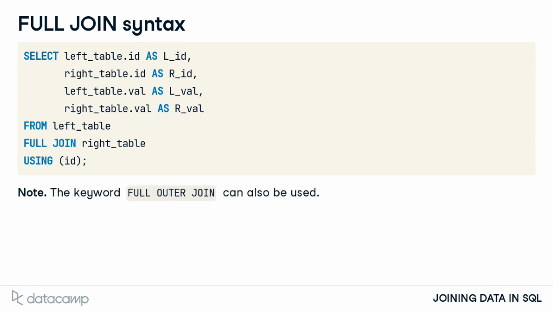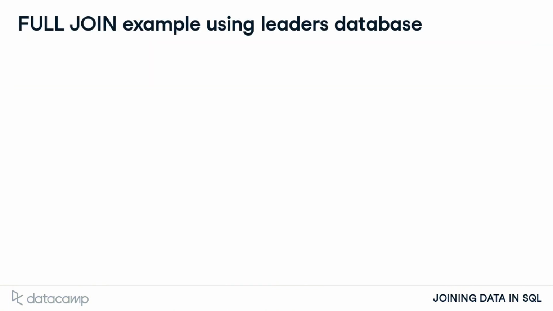Note that the keyword full outer join can also be used to return the same result. Let's make our sample syntax concrete with our example from the leaders database. Suppose we were interested in all the countries in our database and wanted to check whether they had a president, a prime minister, or both. We'll walk through the code line by line to do this using a full join.